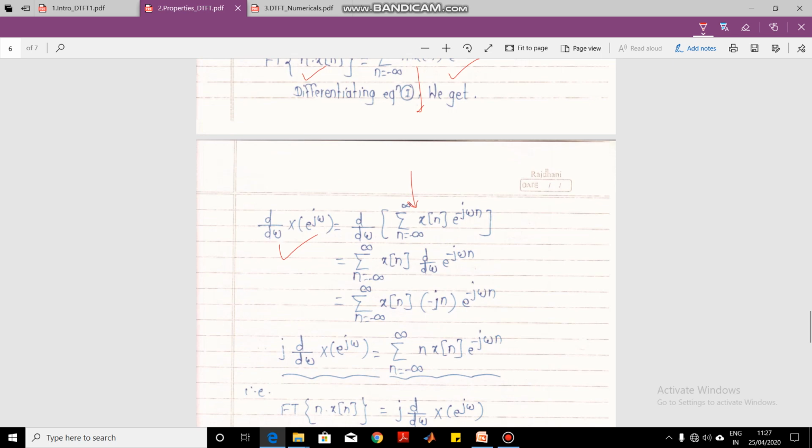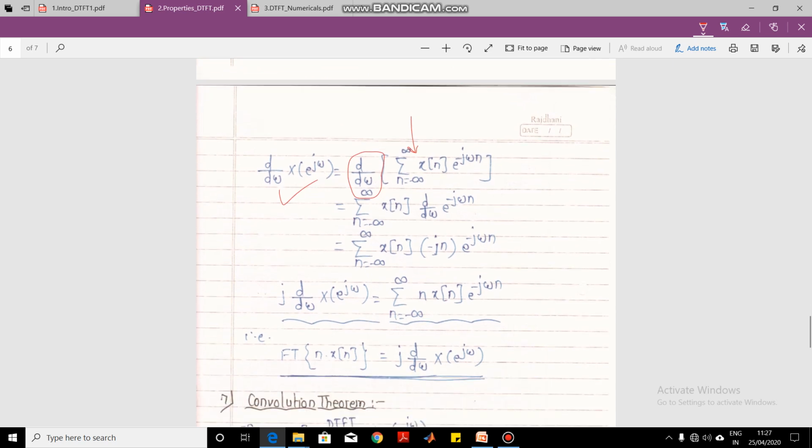Now if you have to take the derivative with respect to ω, so this is our ω variable, d/dω. If you take the derivative d/dω of e^{-jωn}, you will get -jn, and the rest of the term stays the same, because here n is constant. Now this is the derivative.